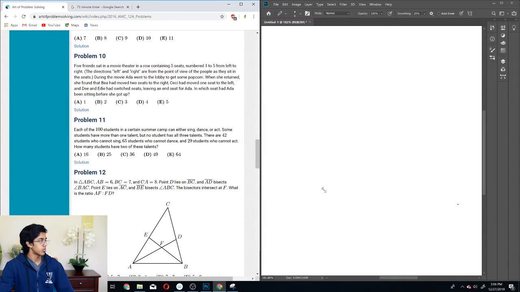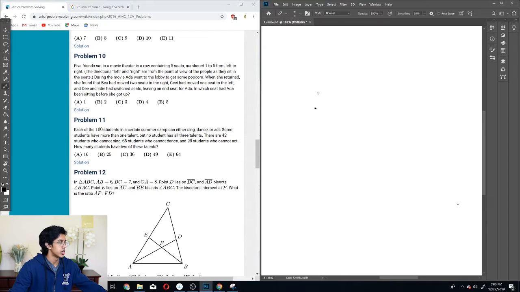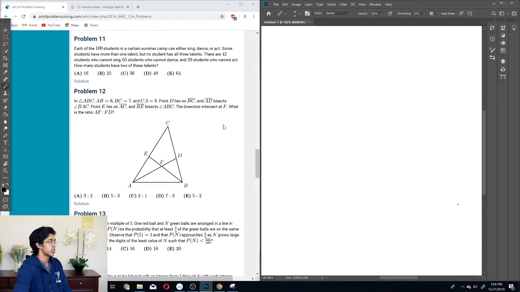So, problem 12 would be, in triangle ABC, we have AB is equal to 6, CA is equal to 8, and BC is equal to 7. Okay, and then point D is on BC, AD, okay, so angle bisector. Point E is also an angle bisector, they intersect at F. So what's the ratio of AF to FD?